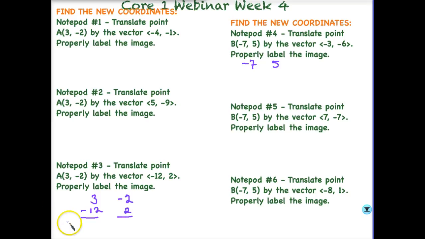Okay, I like your labeling. You have good labeling as well. So you put the A prime to notate that it's an image. 3 minus 12 is in fact -9. You got that? And then, oh, 0, yes. -2 plus 2 is 0. Very good, Cece, very good.